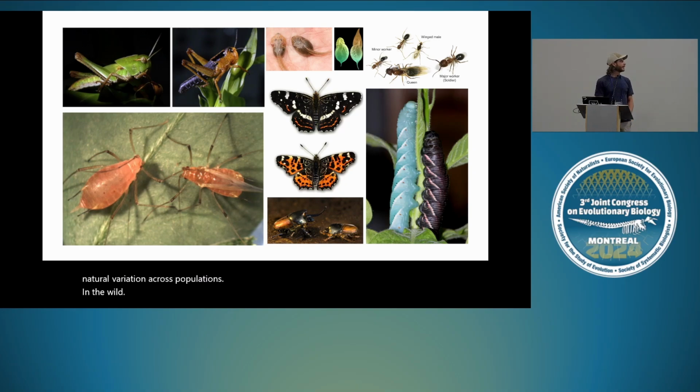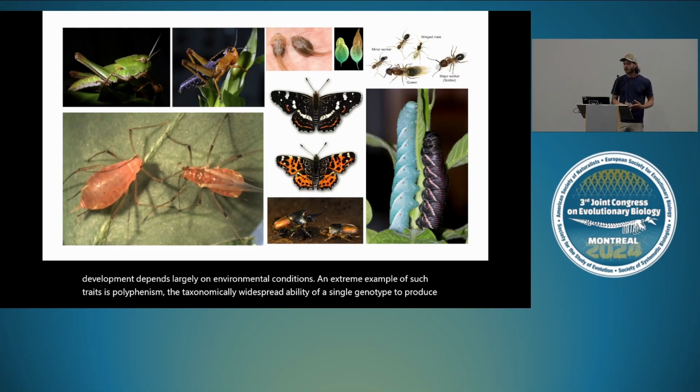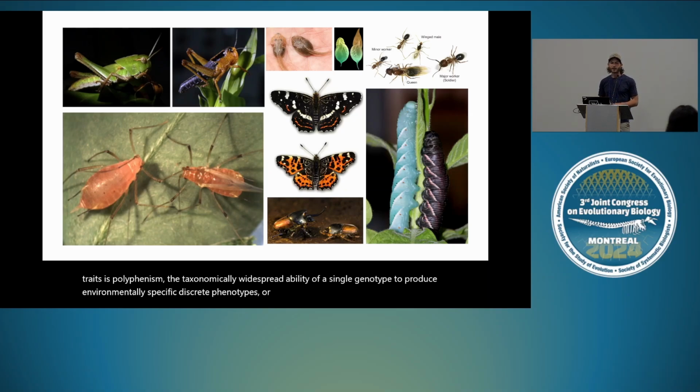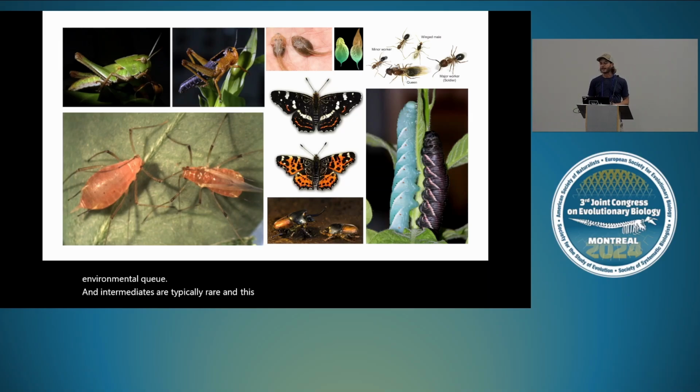Explaining the nature and causes of phenotypic variation is a continuing challenge for evolutionary biologists. This challenge is particularly highlighted in traits whose development depends largely on environmental conditions. An extreme example of such traits is polyphenism, the taxonomically widespread ability of a single genotype to produce environmentally specific, discrete phenotypes or morphs. Polyphenism results from a threshold response that is dependent on the amount of a specific environmental cue. Intermediates are typically rare, and this implies a switch-like mechanism.